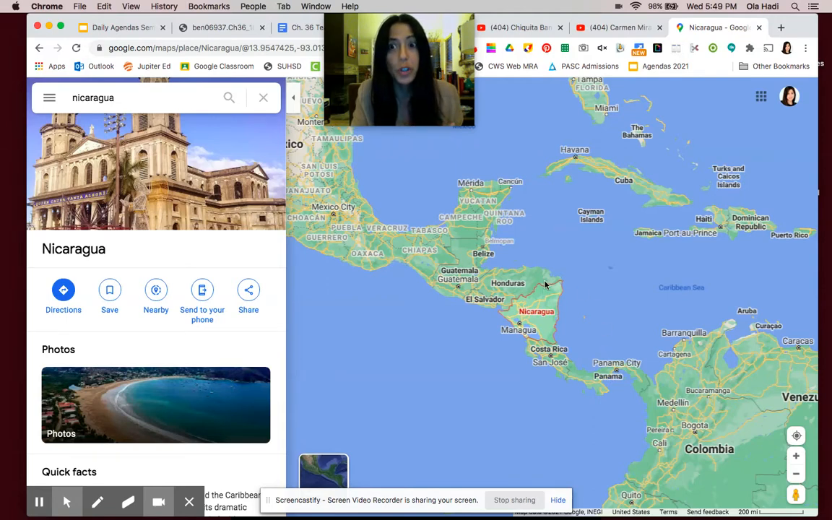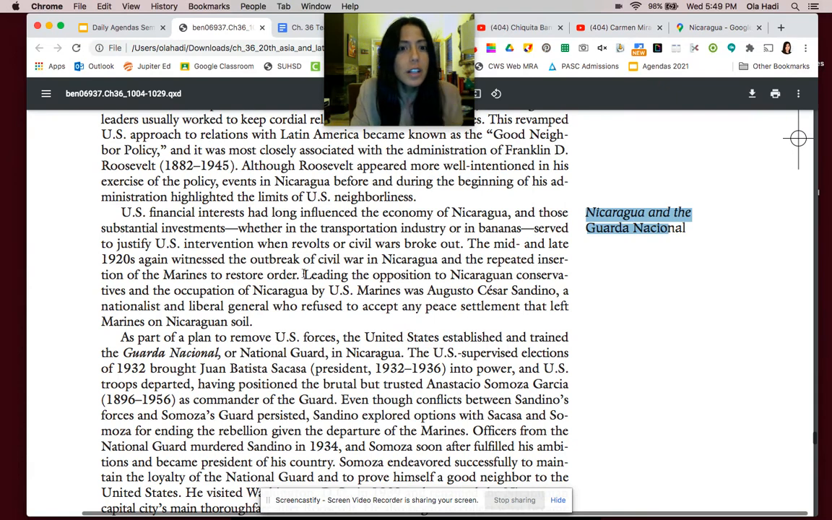So here's where we're looking at that state. In Nicaragua, it's a little bit complicated. There was a lot of American investment in certain industries: the banana industry, you could say, and the transportation industry.